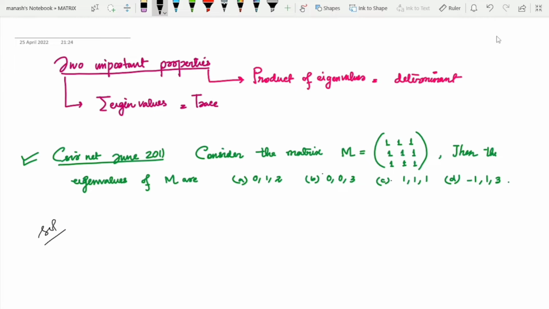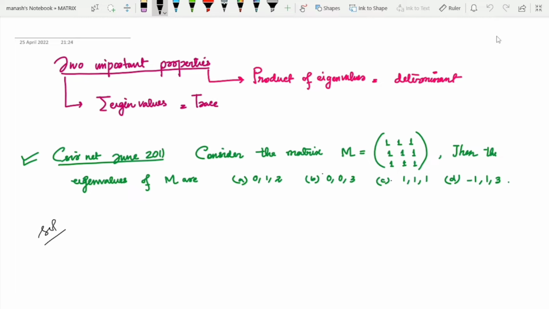In this slide I am going to discuss two of the most important properties of matrix. These two properties are very important for you to solve almost 80 to 85% of the questions that come from the eigenvalues, and eigenvalue problems are very common. Generally you get 5 to 8 marks from eigenvalue problems.